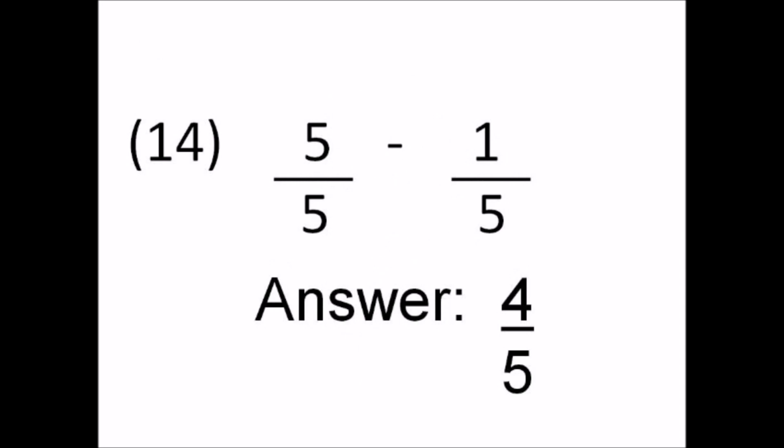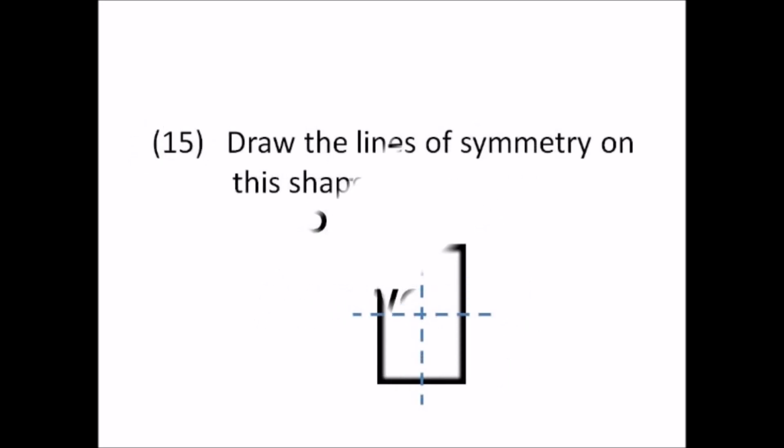Number 14, you had to take away fractions. 5/5 take away 1/5. All you do is take away the numbers on the top, your numerators. 5 take away 1 is 4, and put 5 on the bottom because they're like fractions, so the answer would be 4/5.